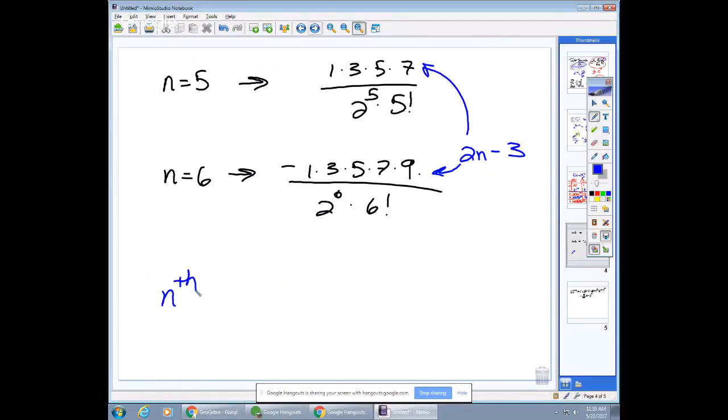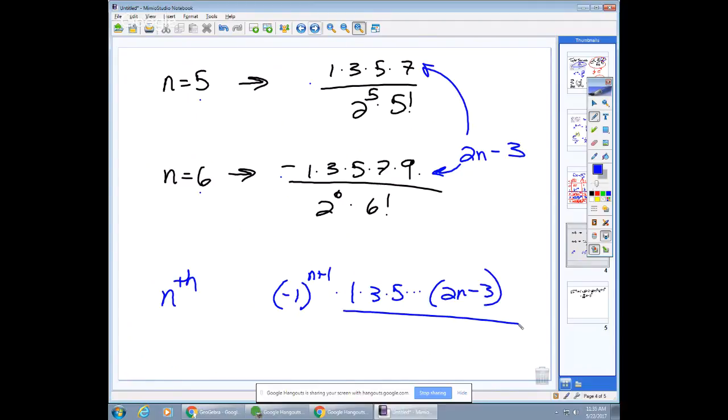Okay, so it looks like for the nth one, let's see, when the power is even, it's negative. When the power is odd, or when n is odd, it's positive. So I'm going to have a -1 to the power n plus 1, say. Could be an n minus 1. You can go either way. And then it's going to be a 1 times 3 times 5, odd numbers all the way up to 2n minus 3, divided by 2 to the n times n factorial. Those are my coefficients. That wasn't too bad.